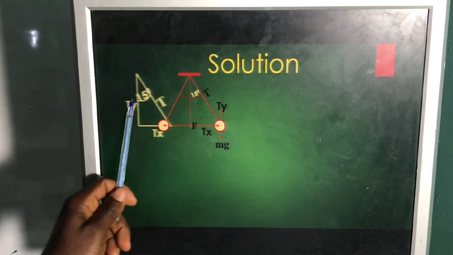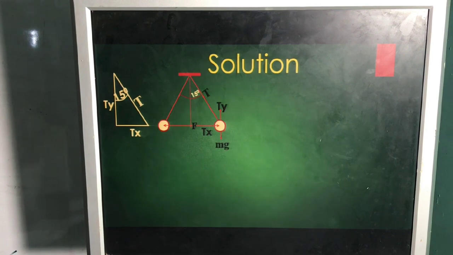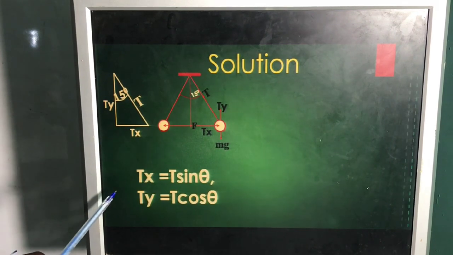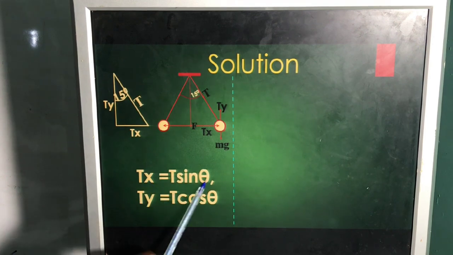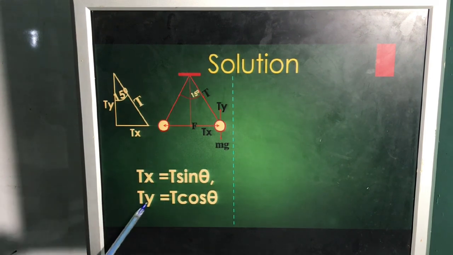So when we pick that triangle out, we get something like this. We apply the trig ratios to this diagram. Then we get Tx is equal to T sine theta, and Ty is equal to T cos theta. When you apply the trig ratios, sine theta equals opposite over hypotenuse and those kinds of things. If you have done vectors in first year, you will understand what I'm talking about.